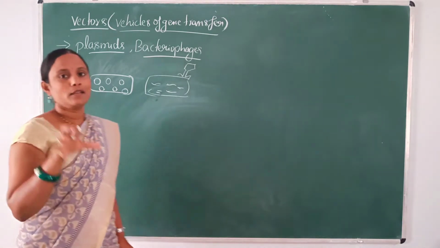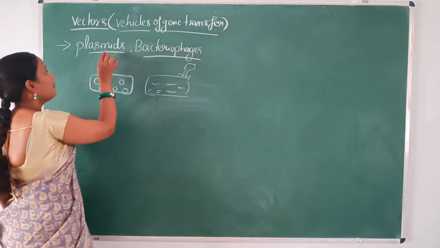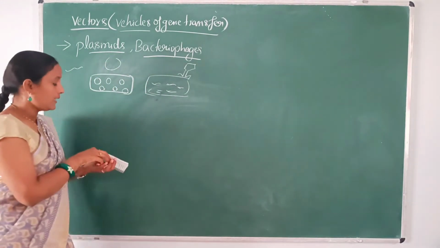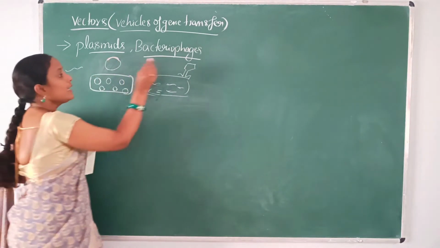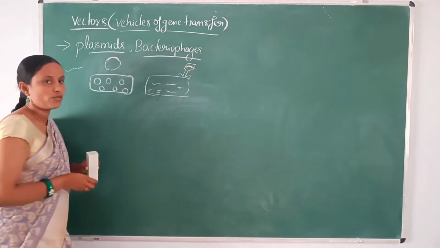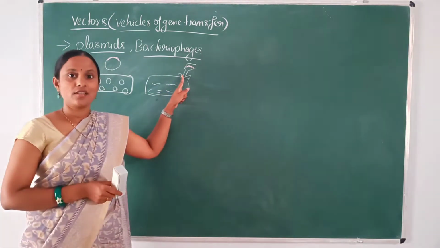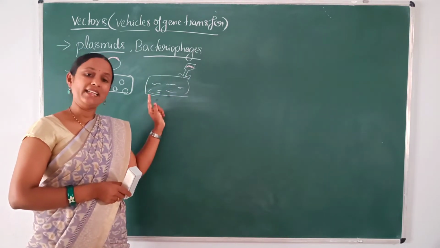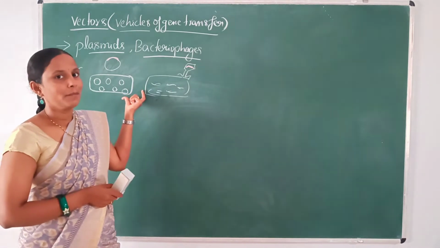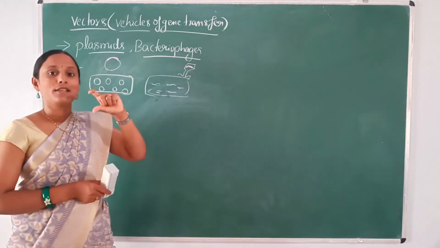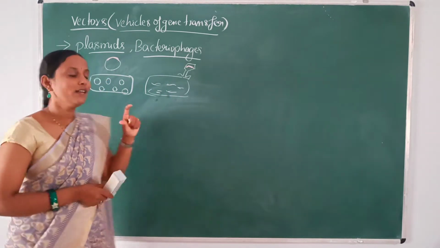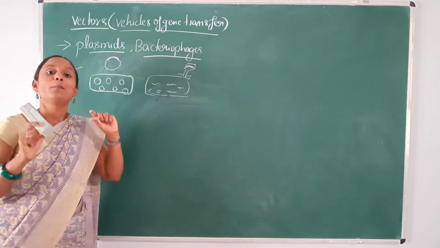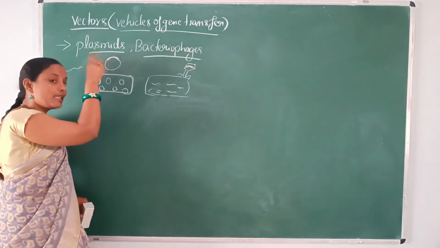From there, biotechnologists thought, if we are capable of attaching the gene of our interest to plasmid, or if we attach the gene of interest to the DNA of bacteriophage, then what will happen? It can enter successfully into the bacterial cell and they multiply. So from there the vector concept has been started. So here, by using these, that is plasmids or bacteriophages, it is possible to transfer the gene of interest to the target host.